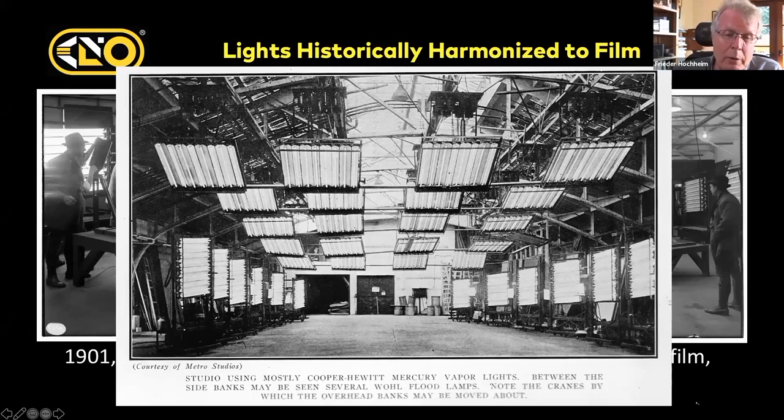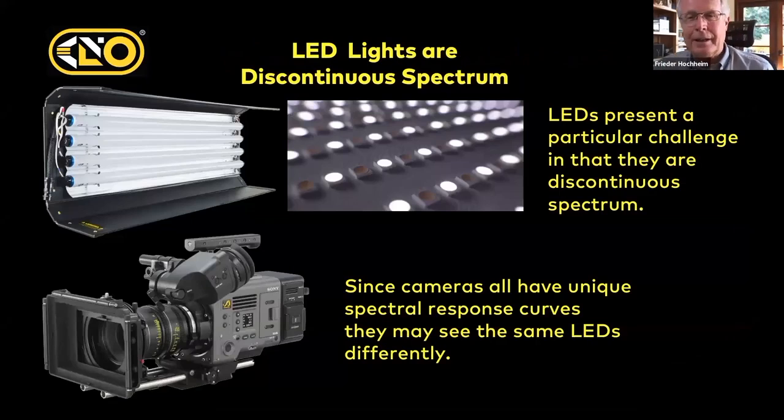So historically, we've always been able to harmonize the light source with the camera technology. And now for the first time, we're actually using a light source that doesn't necessarily harmonize perfectly with the recording technology. So the LED is a discontinuous spectrum. And since these cameras all have unique spectral response curves, this is where we start to get some of these challenges, and we start to see how cameras see the same LEDs differently.